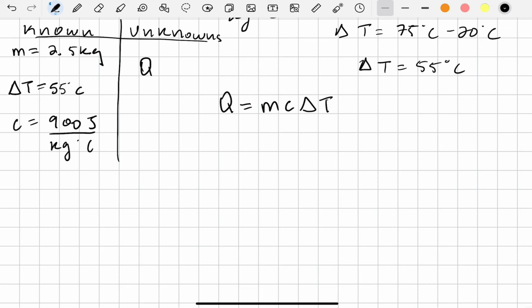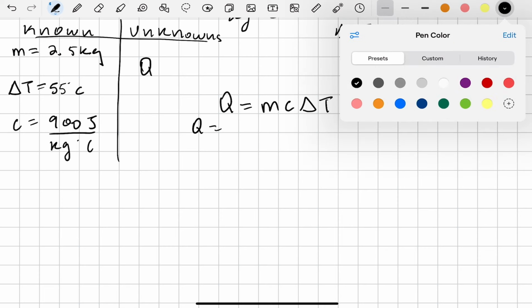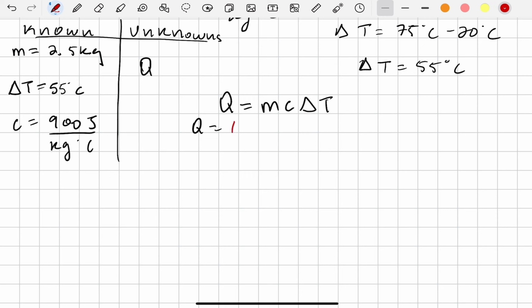At this point, all we have to do is just substitute the values that we have. Now, don't forget to carry over your units all the way through. So we will have Q is equal to 2.5 kilograms. Okay. And then the specific heat, that's 900 joules divided by kilograms times degrees Celsius. Change in temperature turns out to be 55 degrees Celsius.